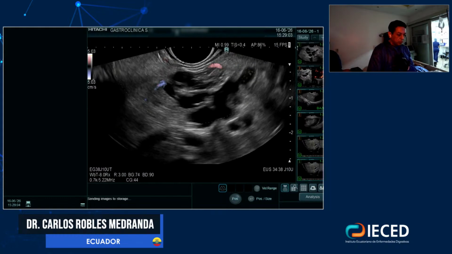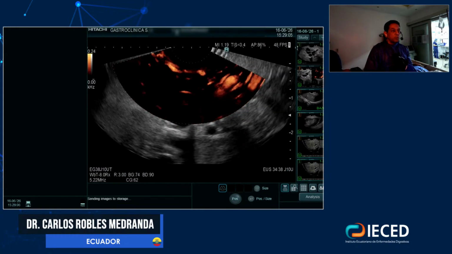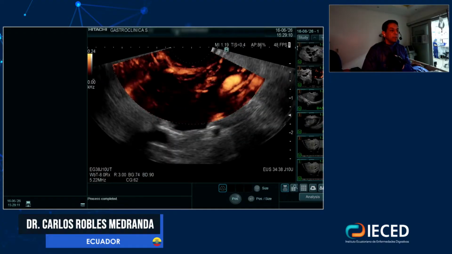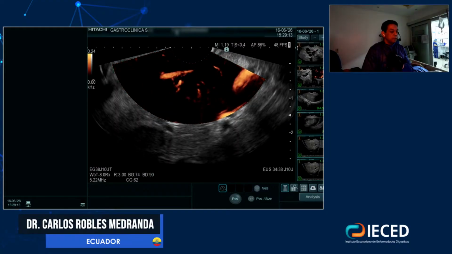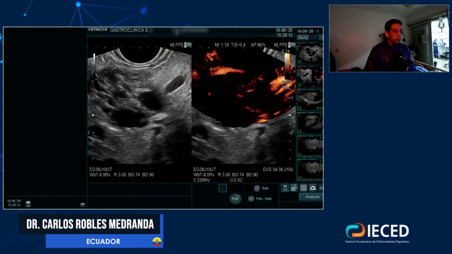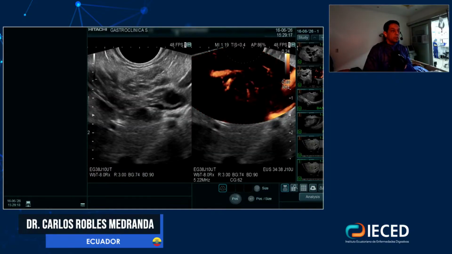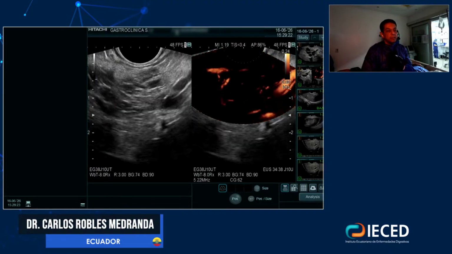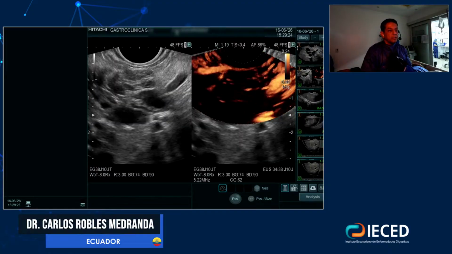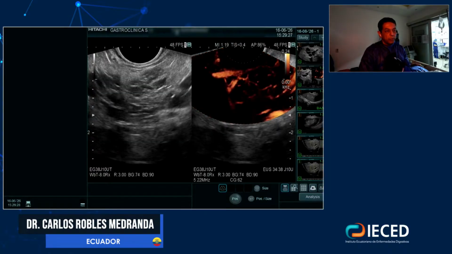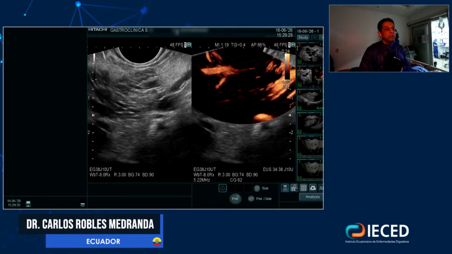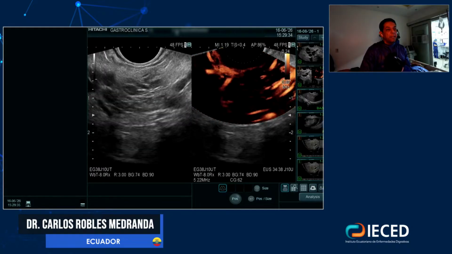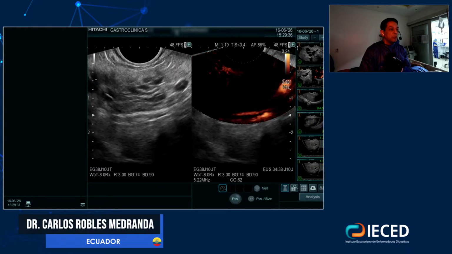So not all the technologies are the same. And why use DFI? DFI is very important because I can see the microvascularization right now, right? I want to make the dual, yeah. So you can see a lot of microvascularization in this cystic lesion. Because of the characteristics of the lesion in the B mode, and because of the microvascularization here, I believe this could be a serous cystoadenoma.